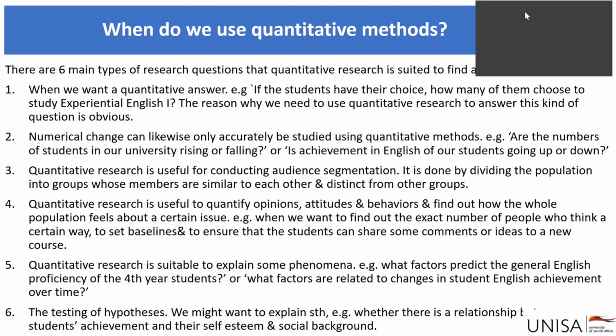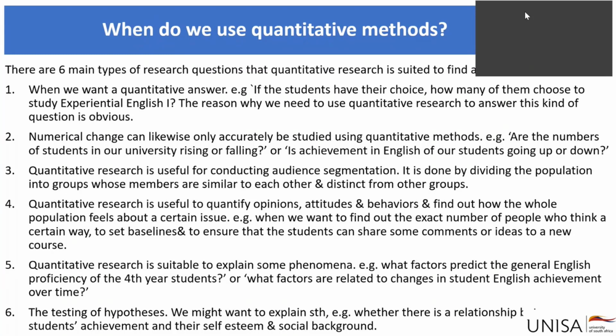You do that when there is also a numerical change, which can likewise only be accurately studied using quantitative methods. For example, are the numbers of students in our university rising or falling? Or is the achievement in English of our students going up or down? So that's a numerical question that we want to know. UNISA will look at it and say, where do we stand insofar as students registering at the university is concerned?